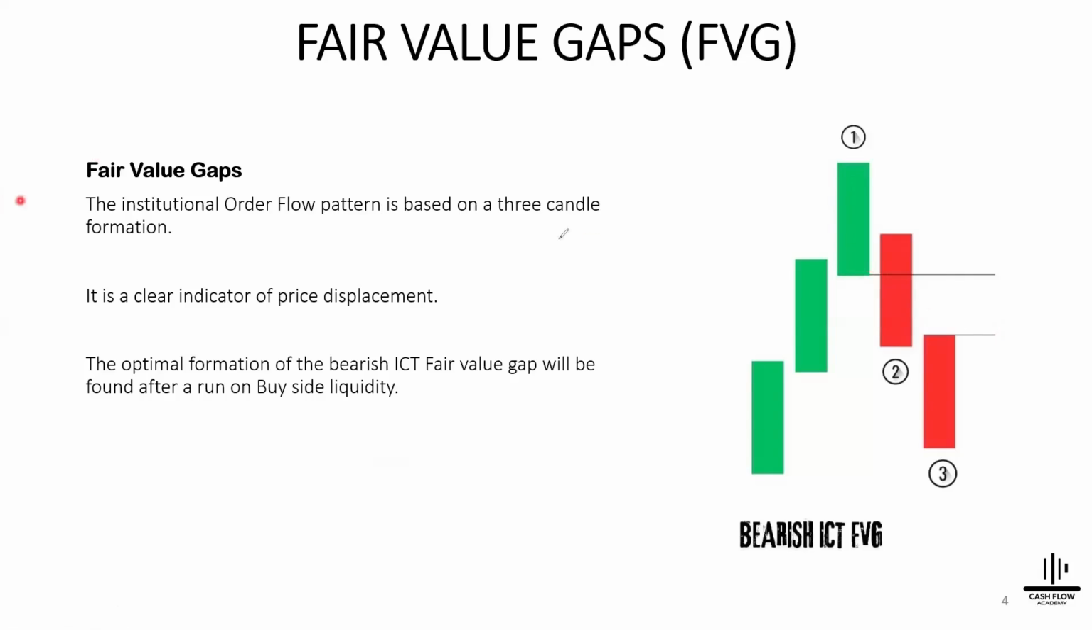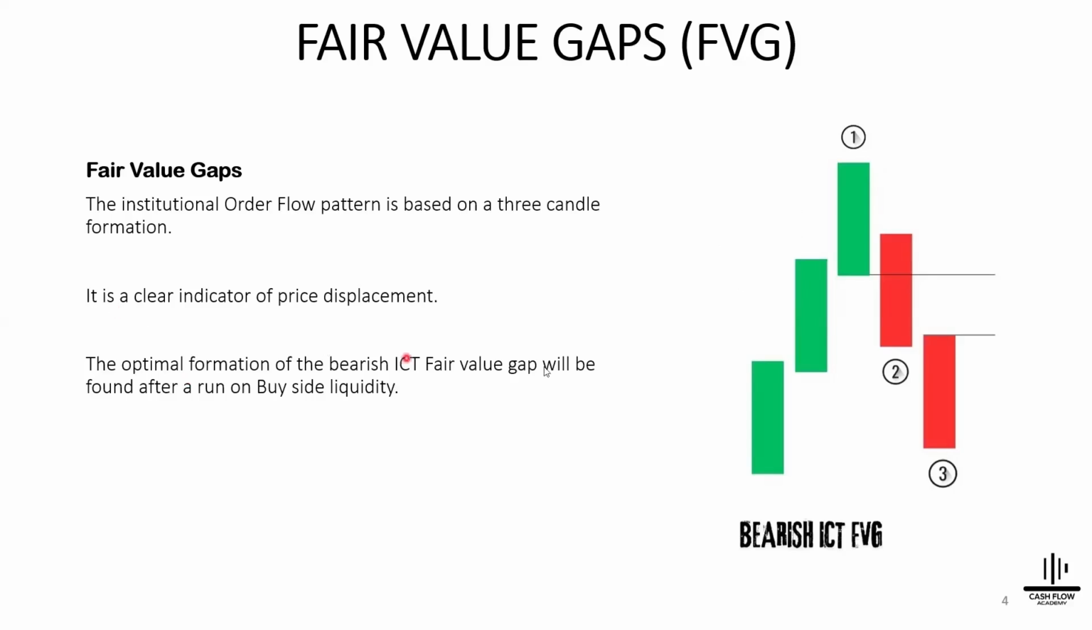So all I'm saying is this: once the first candle is printed, the next candle should close below the low of the first candle, this candle here. And then the third candle that will be printed shouldn't reach up to the low of the first candle. We want to see it go lower, creating this range in price, this gap here. And this is what we call the bearish ICT fair value gap.